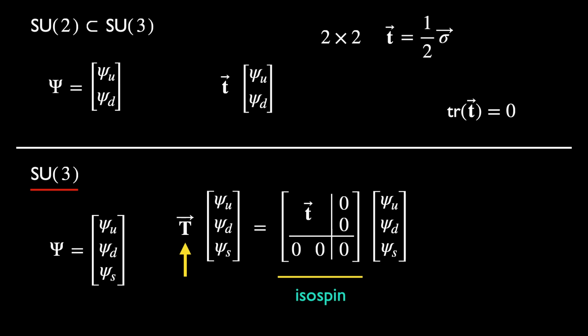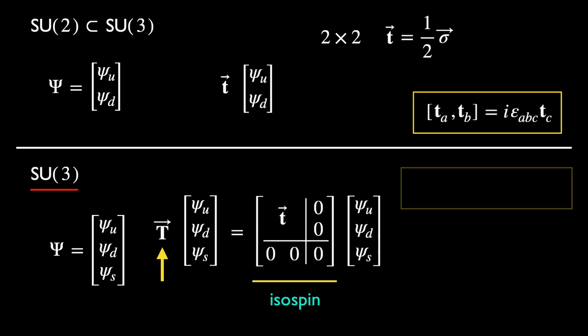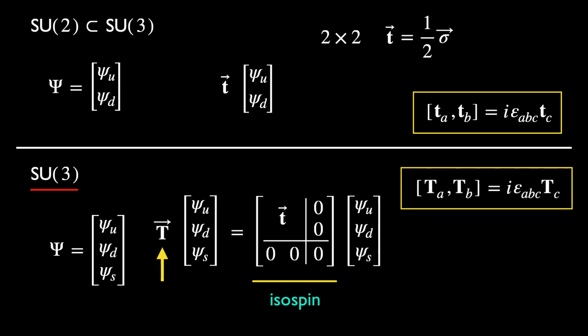The isospin will act in the same way on the up and down quarks, but they will give 0 on the strange quark. This means an isospin transformation will leave it unchanged. This construction will automatically obey the traceless condition, as long as the 2x2 version is traceless. More importantly, the 3x3 isospin generators will also satisfy the SU2 algebra, as long as the 2x2 version do.